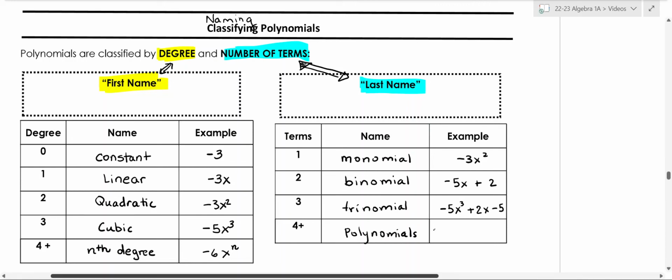And a polynomial will be -10x to the 5 minus 8x to the 4 minus 6x to the 3 plus 7x squared minus 5. There you go. Many multiple terms.